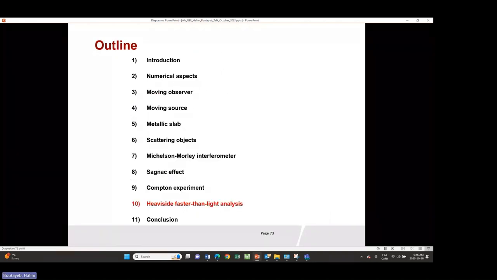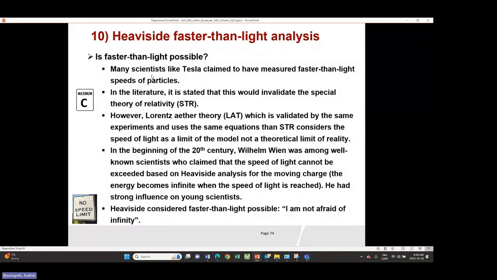And now I will talk about the Heaviside faster than light analysis. So is faster than light possible? Many scientists like Tesla claim that they have measured faster than light speed for particles. In the literature, it is stated that it would invalidate the special theory of relativity. However, in Lorentz ether theory, which is validated by the same experiments and uses the same equations as STR, the speed of light has a limit. It is a limit of the model, not a theoretical limit of reality.